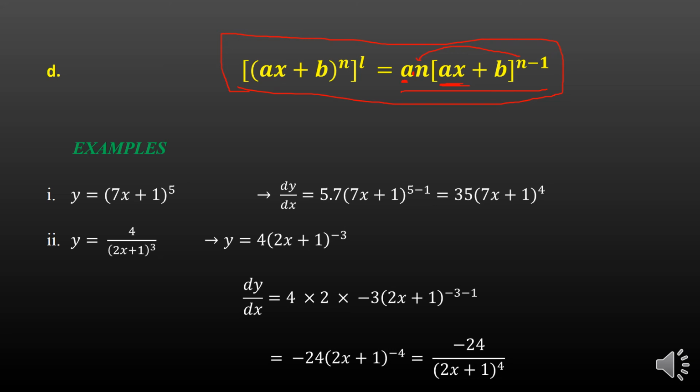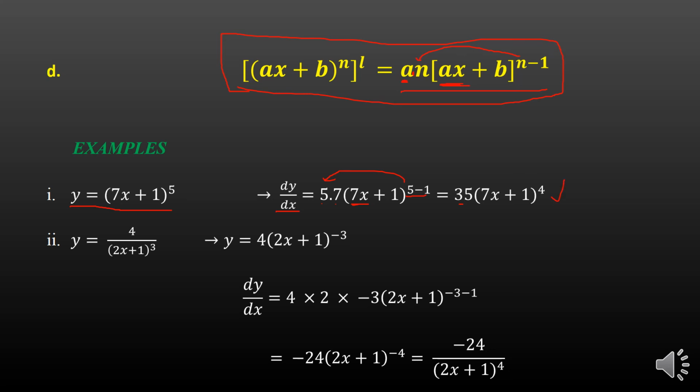Fine, let's look at examples. The first one is y equals (7x plus 1) to the power 5, so dy/dx is, likewise, we bring down 5, and we find the derivative of 7x. So we get 7 (7x plus 1) to the power 5 minus 1. So 7 times 5 is 35 (7x plus 1) to the power 4. So that's our answer there.